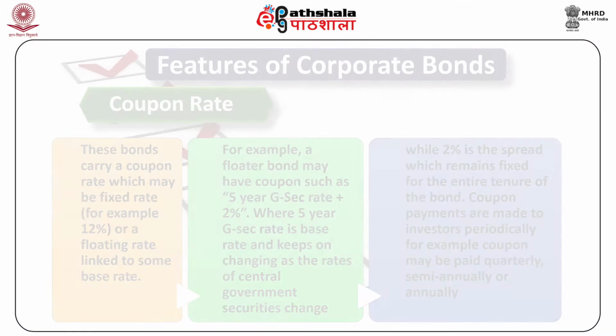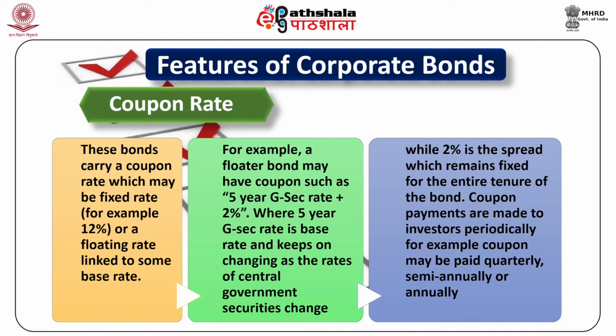Coupon rate. These bonds carry a coupon rate which may be a fixed rate, for example 12%, or a floating rate linked to some base rate. For example, a floater bond may have a coupon such as 5-year G-Sec rate plus 2%, where the 5-year G-Sec rate is the base rate and keeps on changing as the rates of central government securities change, while 2% is the spread which remains fixed for the entire tenor of the bond. Coupon payments are made to investors periodically. For example, coupon may be paid quarterly, semi-annually, or annually.